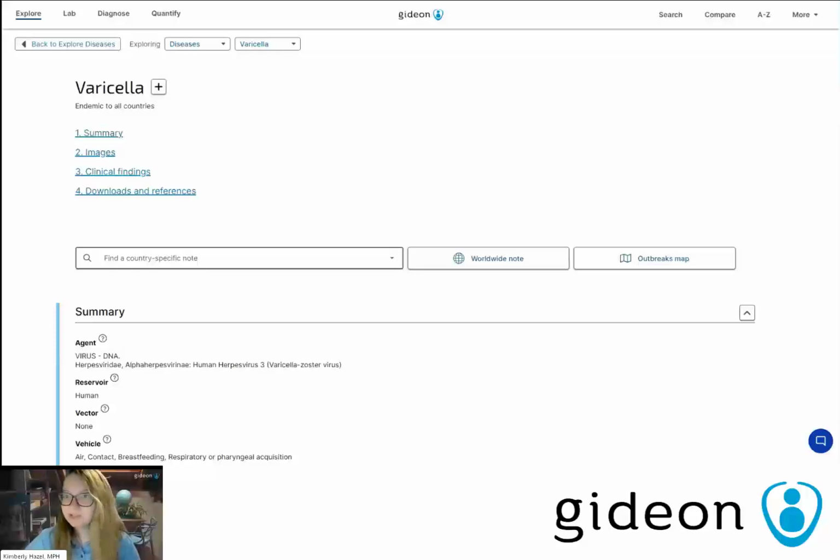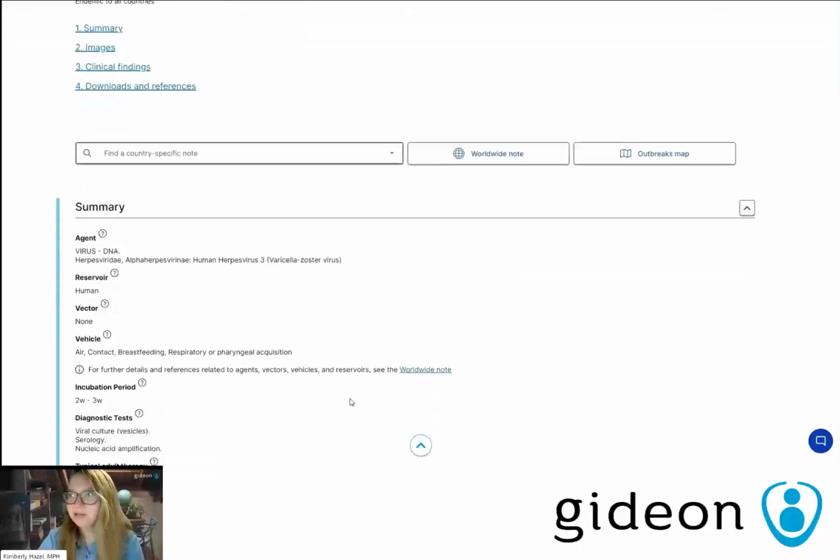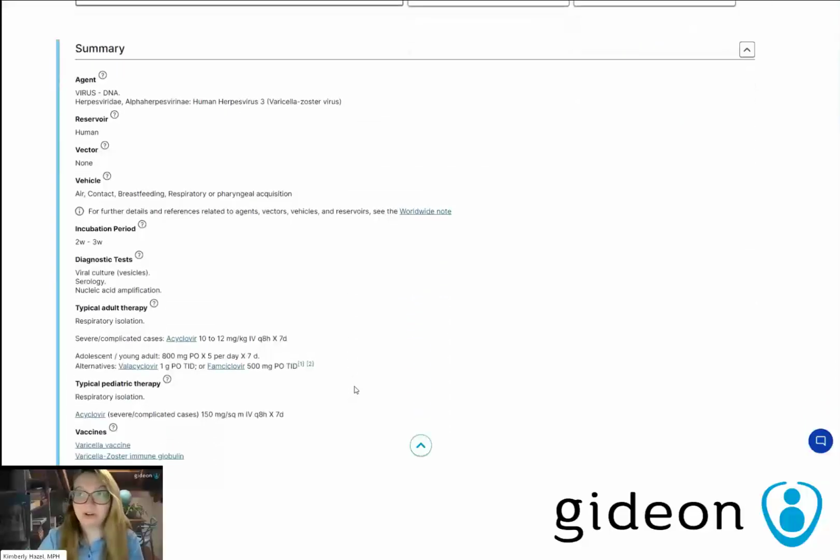So can you guys see my screen? Is that still up for everybody? Awesome, perfect. So within Gideon, we can see all of our different diseases in the disease notes. So what I'm showing you guys right now is a disease note for varicella or chickenpox. So this is some of the different information that you can get just through Gideon, and then we're going to talk a little bit more in detail. Things to know about chickenpox in general.